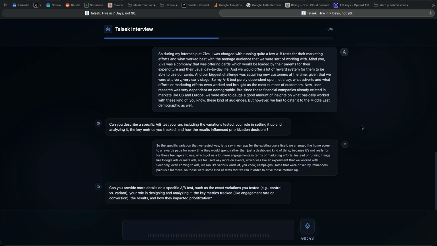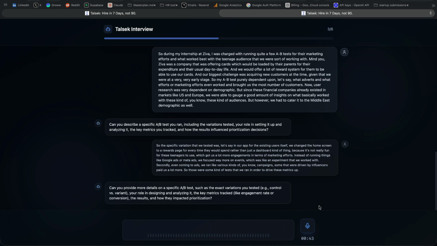Can you provide details on a specific A/B test? See, again, I have not very clearly answered the question yet. So it's further questioning me to understand in depth, and I've not answered all the questions that were asked. I'm being re-questioned on some further details that the AI would like clarified before we can move on.